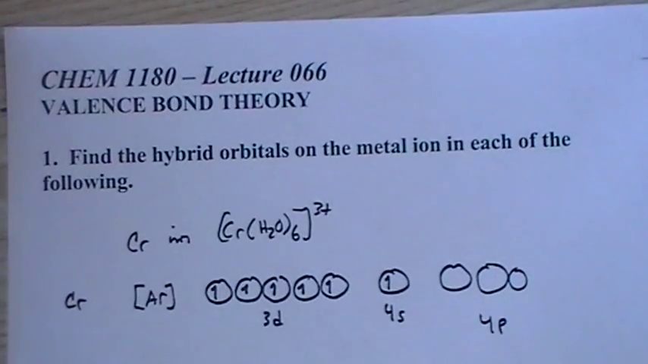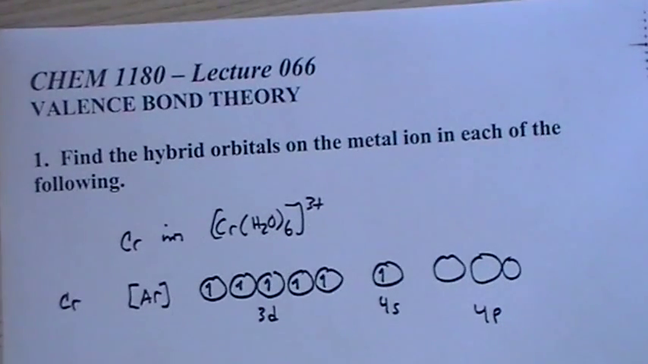Okay, this will be a short lecture on valence bond theory. If you remember from chapter 10, we try to find the hybrid orbitals for the central atom of different molecules. So we had sp, sp2, sp3, sp3d, sp3d2. For the hybrid orbitals for metals that are part of a complex ion, it's a little trickier.